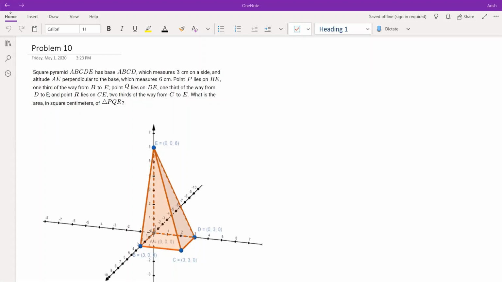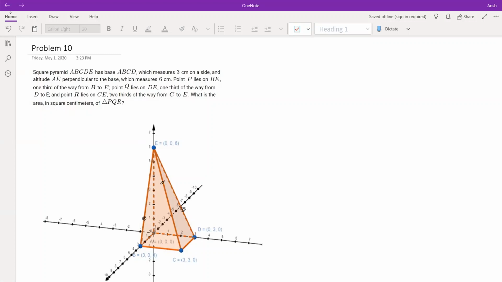Point P lies on BE, 1/3 of the way from B to E, somewhere around here. Point Q lies on DE, again 1/3 of the way up. And finally, point R lies on CE 2/3 of the way up, so somewhere up here. Since it says that P lies on BE 1/3 of the way up, it's the same thing as saying that P is a dilation of E by 1/3 around the point B, which is the same for Q and R.